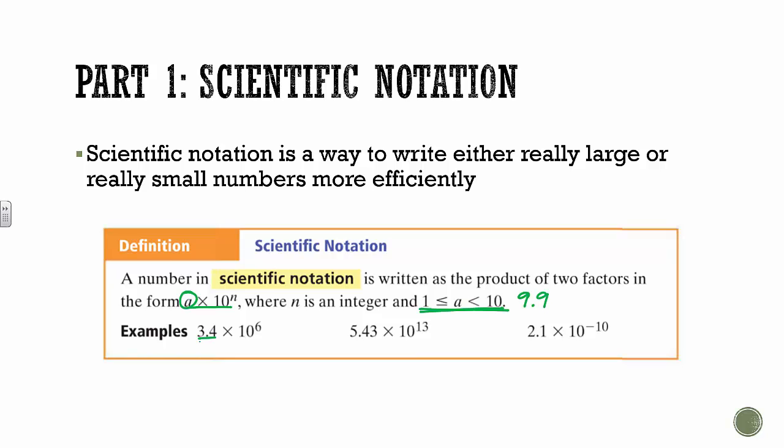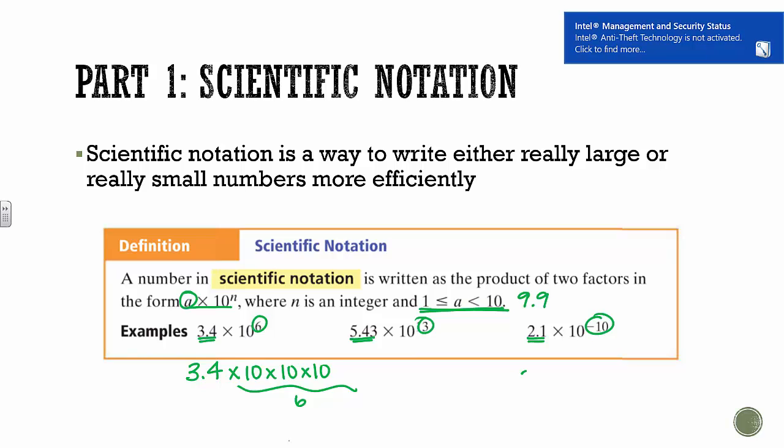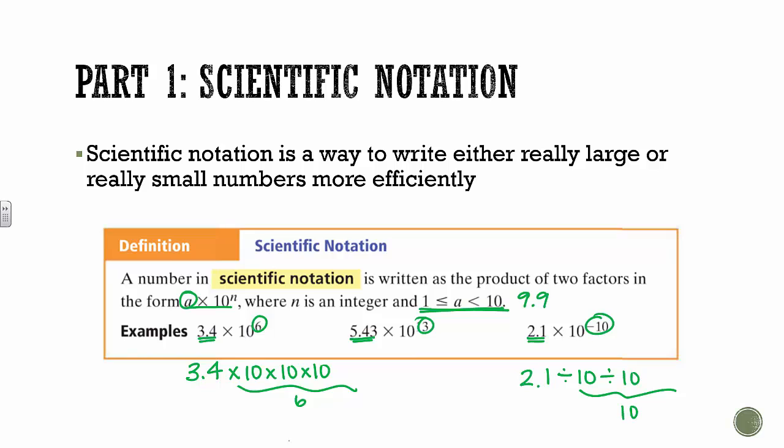So here's some examples. These numbers here are all in between 1 and 10, and these are integers. And this just tells you how to move the decimal. 3.4 times 10 to the 6 means 3.4 times 10 6 times. And we could write this out 6 times if we really wanted to. But you know, every time you multiply a number by 10, you end up moving the decimal and making it a bigger number. Same thing over here with the negative 10. Remember, a negative exponent means that you're going to divide.